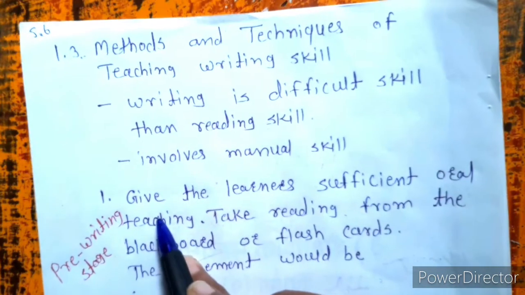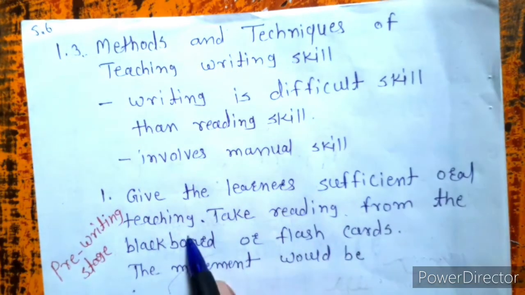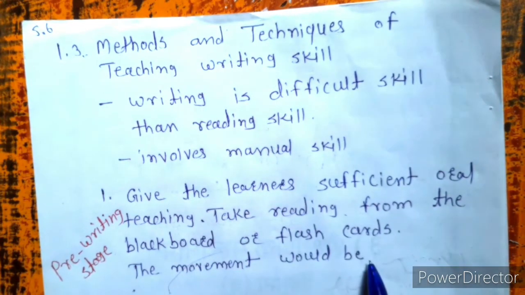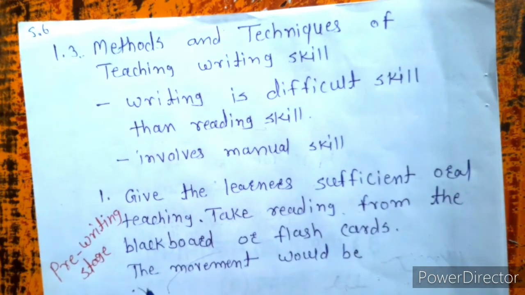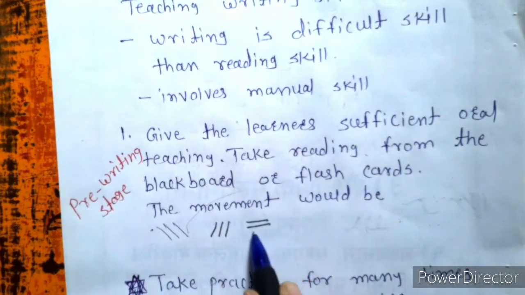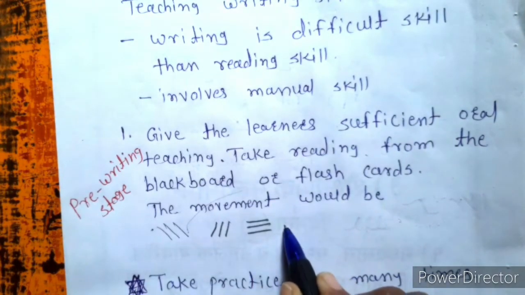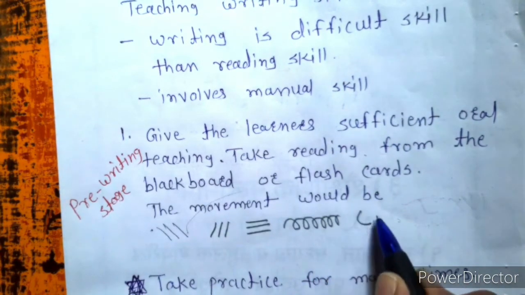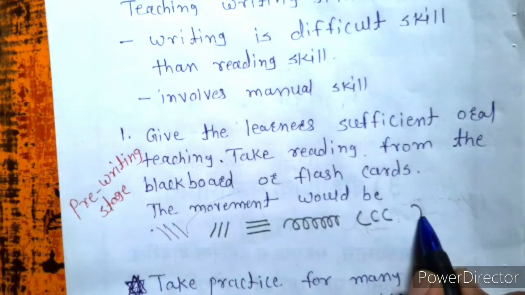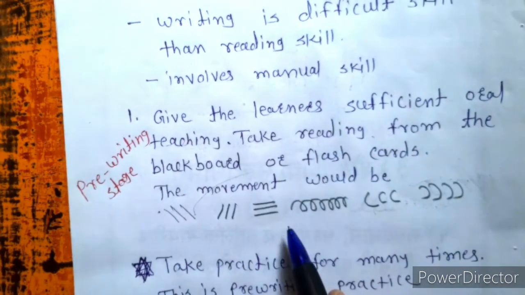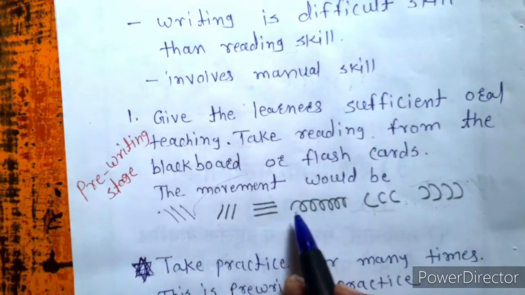The first is give the learners sufficient oral teaching. Take reading from the blackboard or flashcards, and the movement should be like that: a horizontal line, then a vertical line, then a zigzag line, a curve line, a half circle line, like that. This is the pre-writing stage, and give the learners sufficient practice.